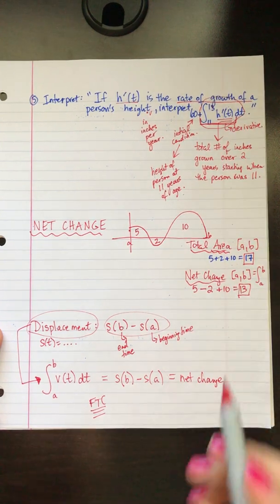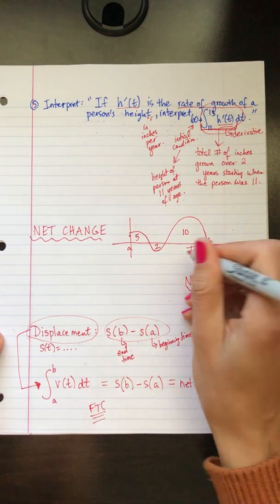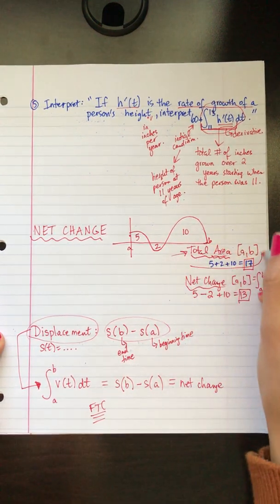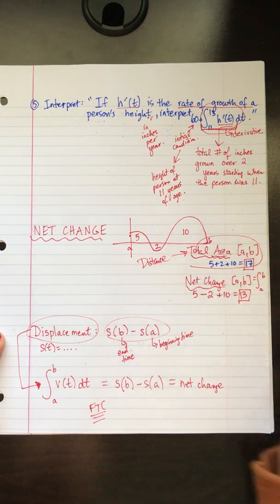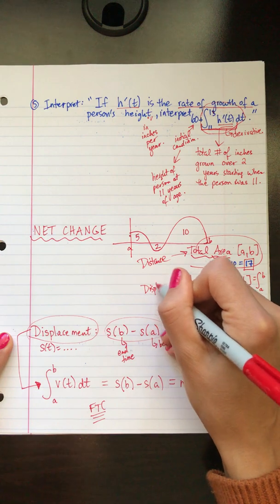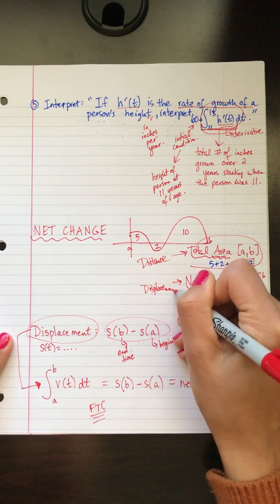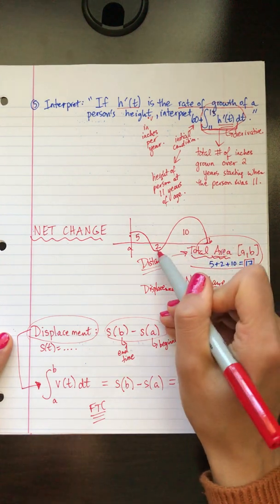But when they ask you for distance traveled, oh no. Distance is going to be the total area. This is going to be distance traveled. The displacement is going to be the net change. So what we're going to have to do, because distance traveled, total distance, is never negative.